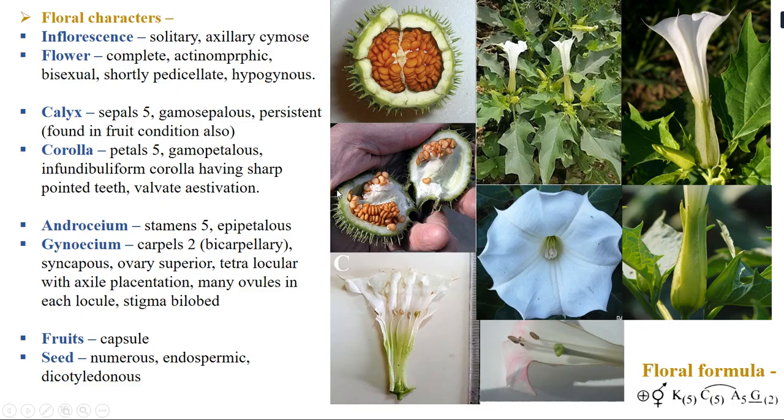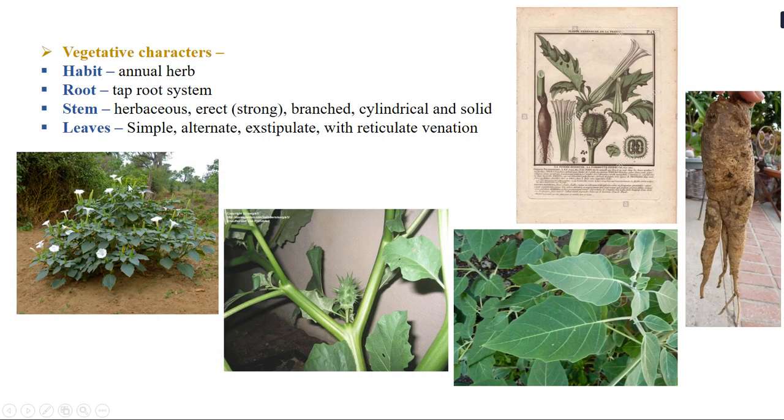Moving on to the reproductive or the floral characters. The first thing that we start with is the inflorescence. So the inflorescence is solitary, axillary and cymose. So if you see this, it is solitary, that is it arises individually. It is axillary in position and it is cymose. Cymose means the older flowers are at the top.